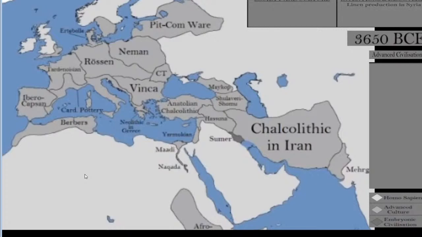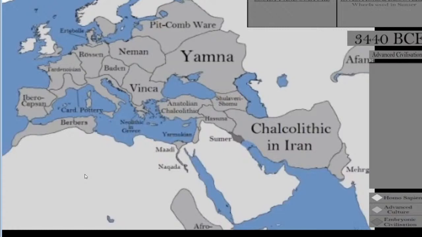Okay, finally, it's still no Egypt. The word Egypt, not yet. Silk production in China. 3600 BCE. Okay, so this is a little slow. I should speed it up maybe. 3460, there's some big changes there.